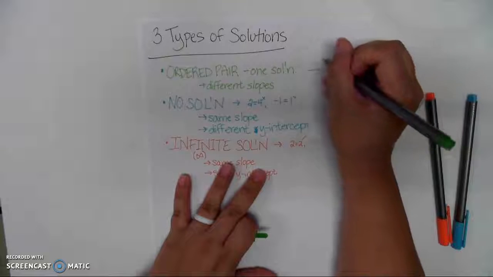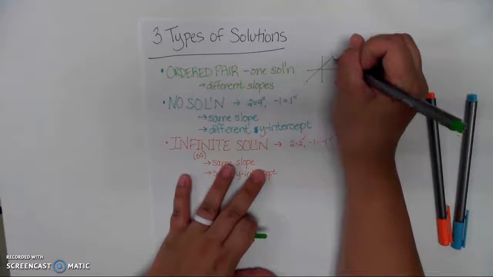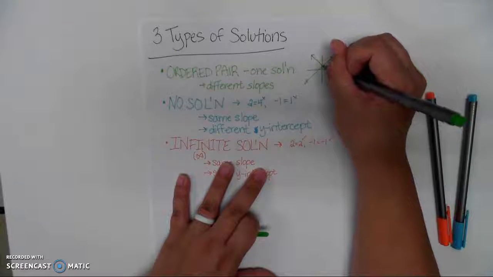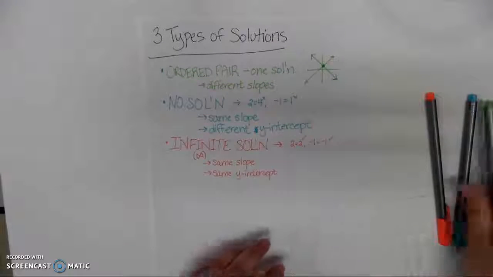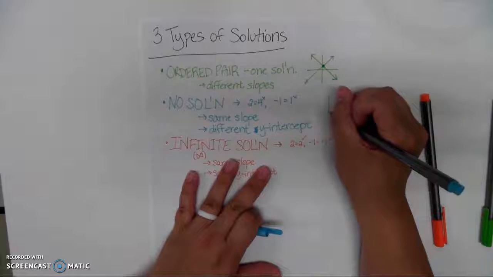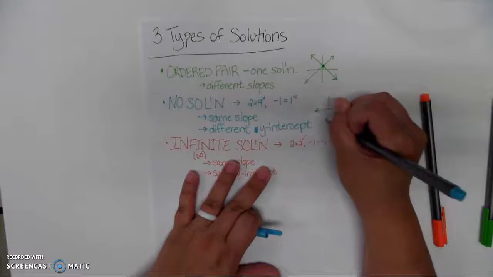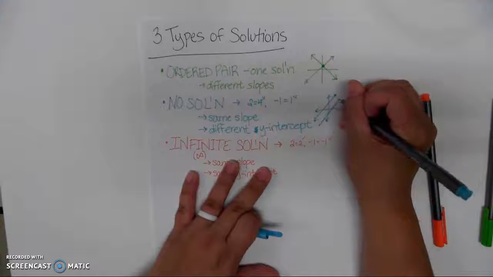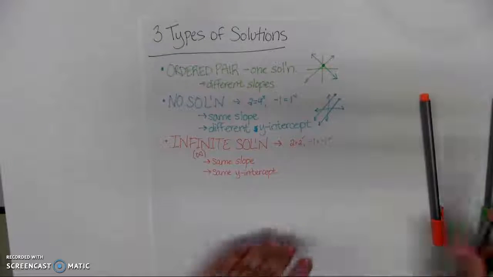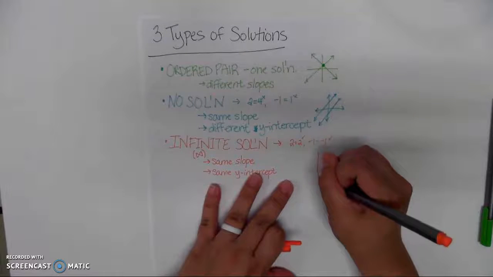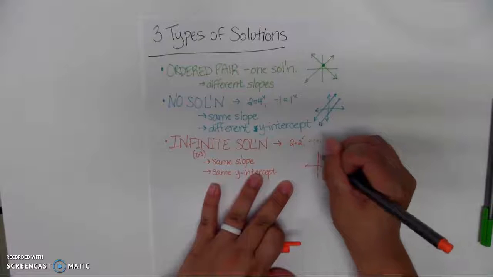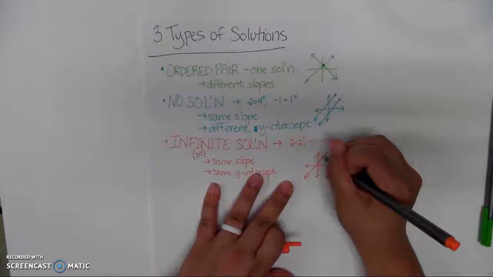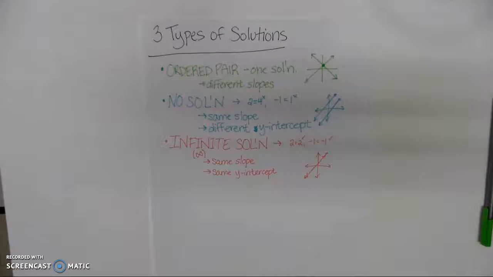I'm going to draw a quick graph for all of these for you. So here's your first with one solution. You've got two lines with different slopes, and they intersect at a point. Okay. For no solutions, remember we talked about those being parallel lines with different y-intercepts. And then finally, for this infinite solution, they're going to be the exact same line because they're going to intersect at every single point. So they're going to be the exact same line.